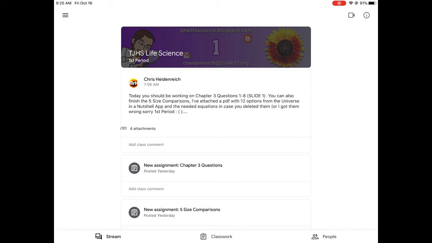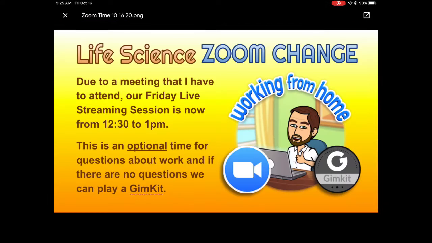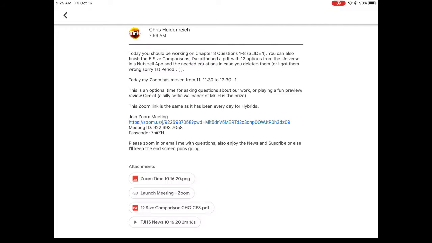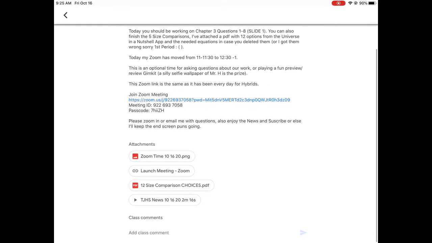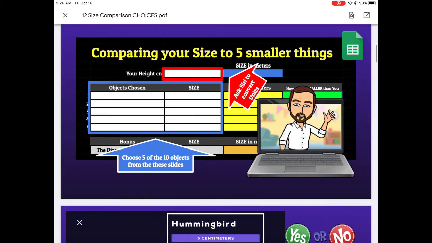So we're going to look at today's expectations as Mookie Betts. So if you are Mookie, or never mind, that makes no sense, I'm Mookie, then looking at the announcements, I have today's Zoom link. I have a picture explaining how the Zoom time has changed. I have a link for the news, but I also have a link for yesterday. If you had trouble yesterday, this PDF goes through what you needed to do.